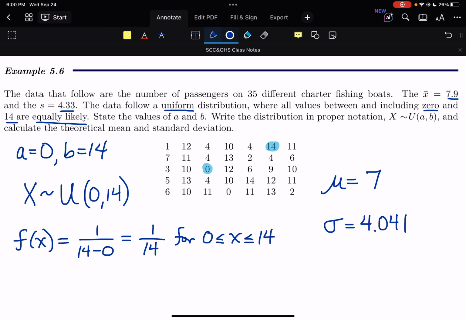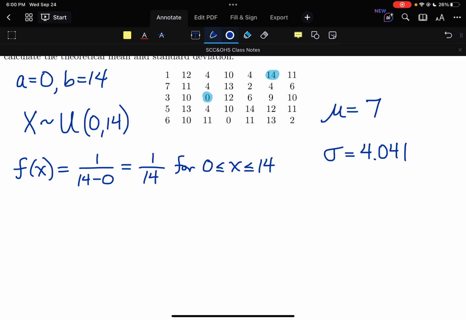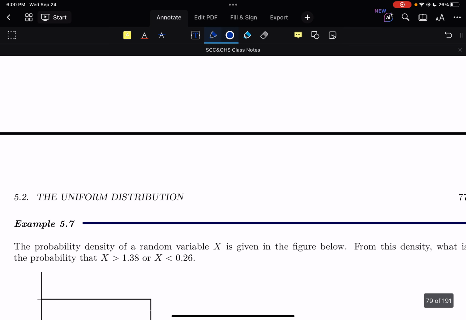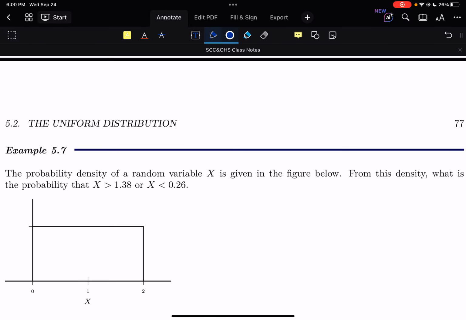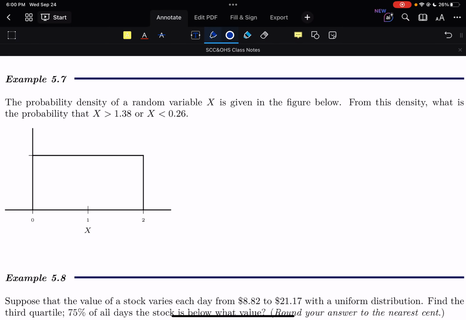Now, when it comes to actually finding probabilities with the uniform distribution, we're going to use the techniques that we saw in the previous section, but now also applying that using technology. So here we have the probability density of a random variable x is given in the figure below. From this density, what is the probability that x is greater than 1.38 or x is less than 0.26? Okay. So here we have our interval from 0 to 2.